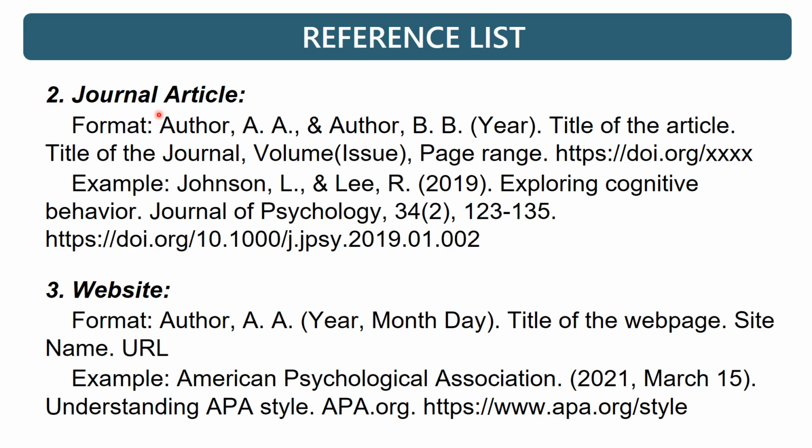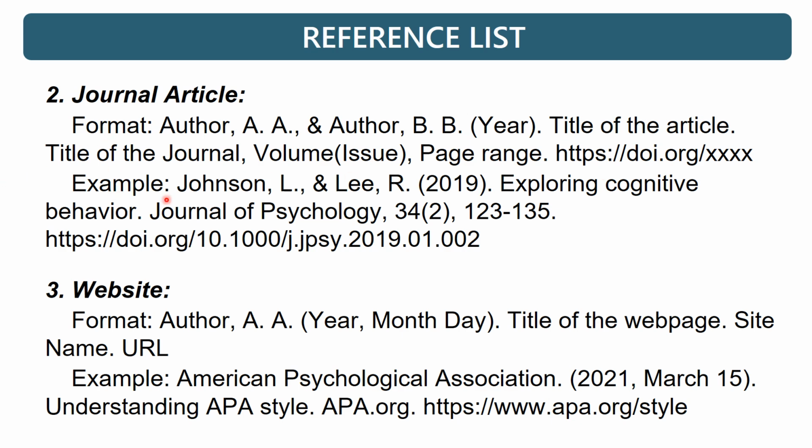2. Journal article. The format is author and then initials, and then again author and then again initials, and in brackets year. Then there is title of the article and then title of the journal, then volume in brackets issue, and then the page range, the URL.